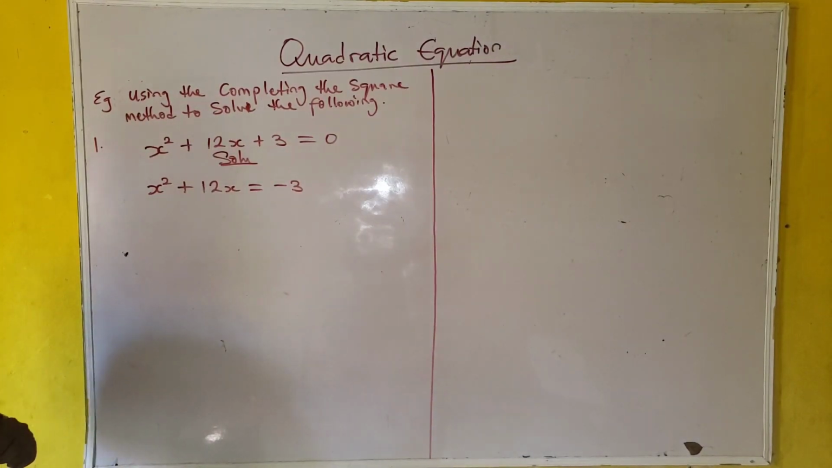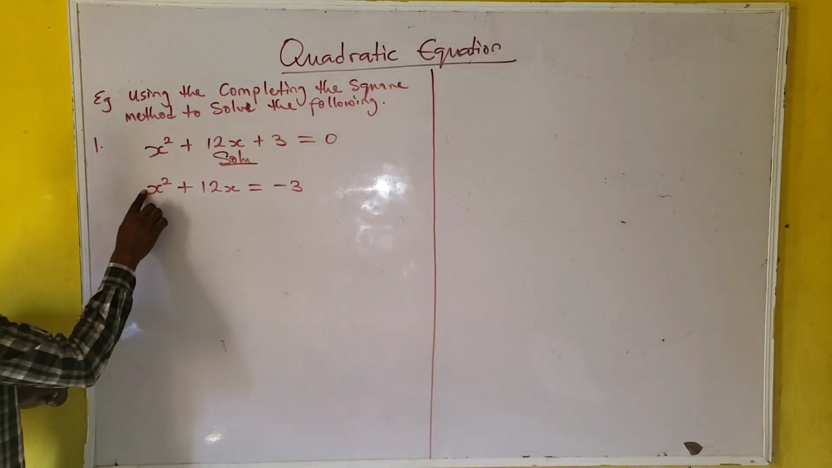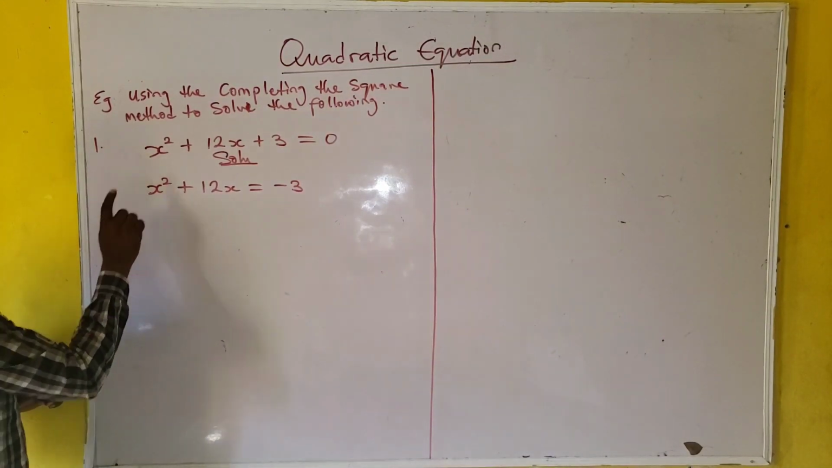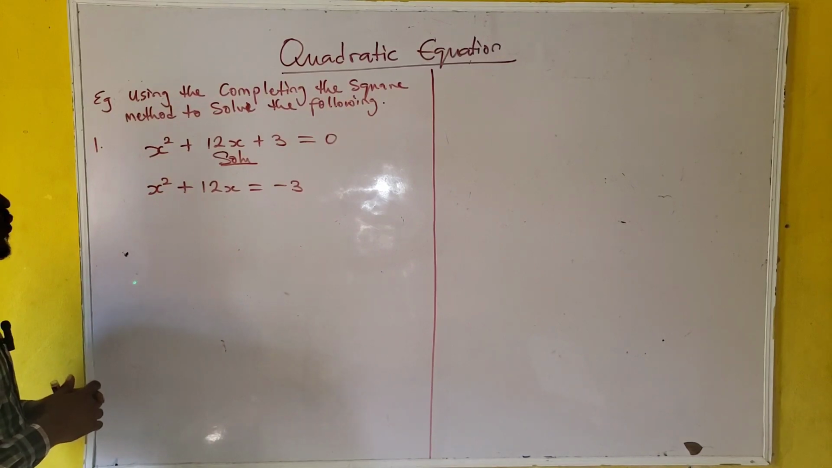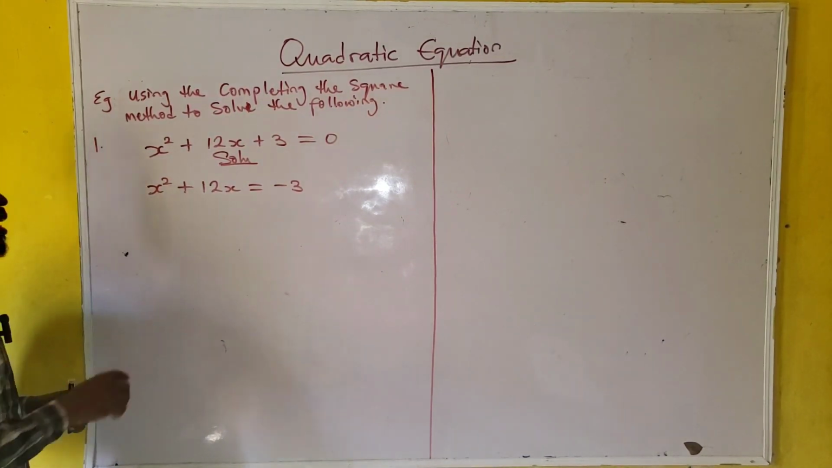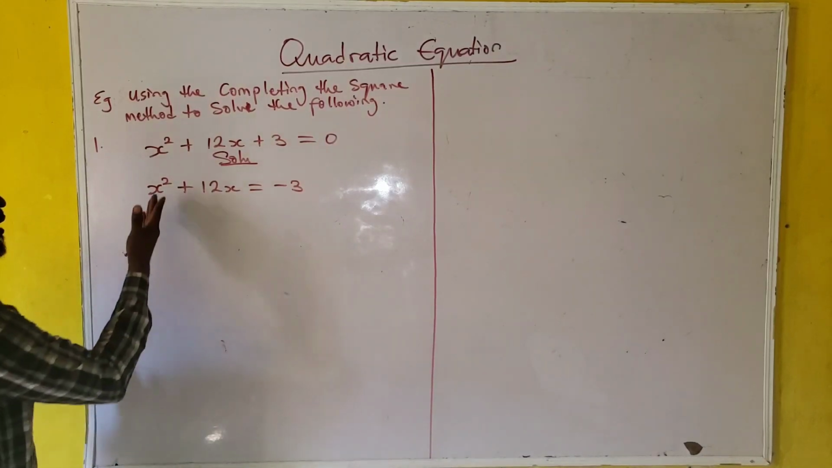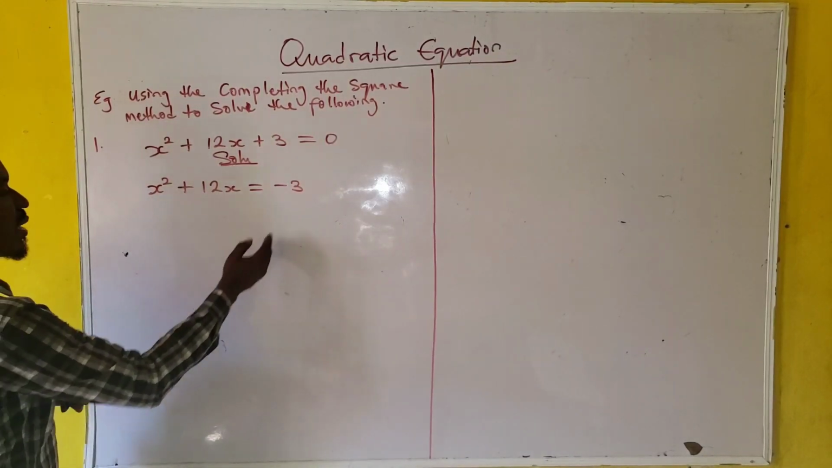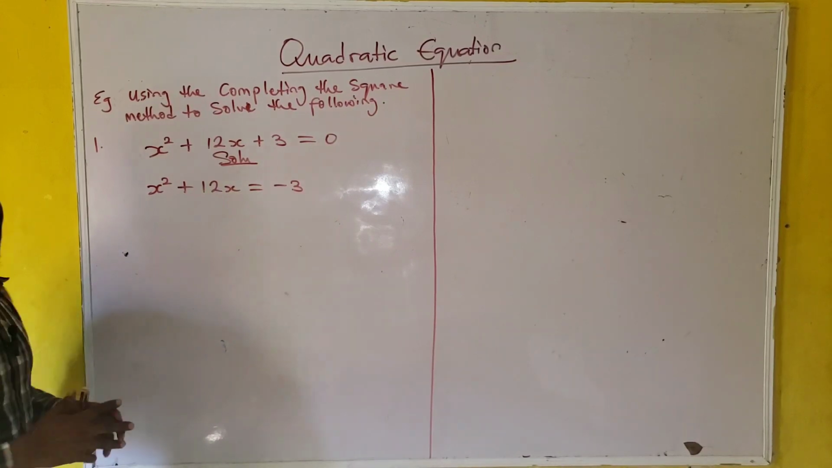Step 2 says that we should divide by the coefficient of s squared. We should use the coefficient of s squared to divide through. We are lucky here because the coefficient of s squared is 1. So when you divide this by one, this by one, this by one, I think this is what we are going to still have.